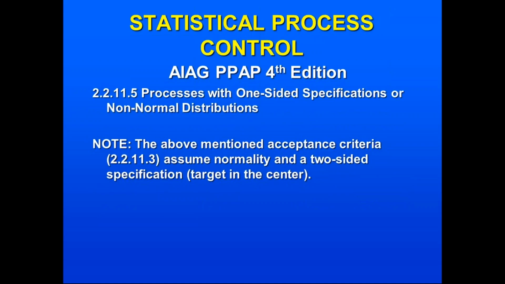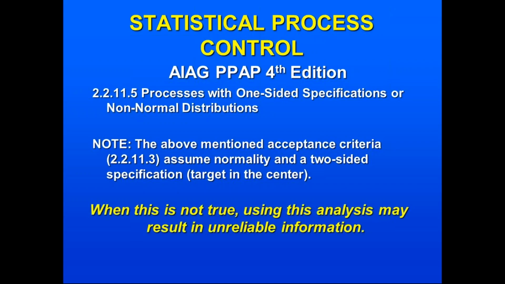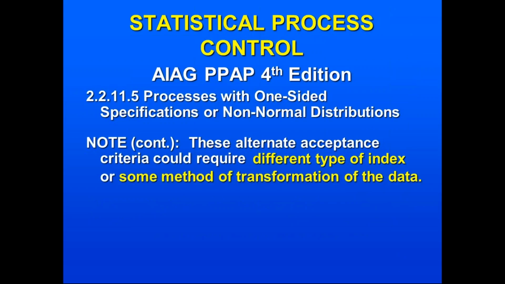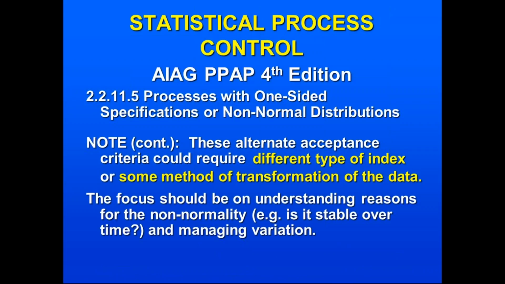What's key about this is the note. The above mentioned acceptance criteria, which is the 1.33 and 1.67 that we saw above, assume normality and a two-sided specification with a target in the center. When this is not true, using this analysis may result in unreliable information. So if you have a distribution that is an accepted distribution for the variation that you're working with, and it is neither normal nor two-sided, then you have a problem using those indices. Then it continues where it says these alternative acceptance criteria could require a different type of index or some method of transformation of the data. The focus should be on understanding the reasons for non-normality, for example, is it stable over time, and managing variation.